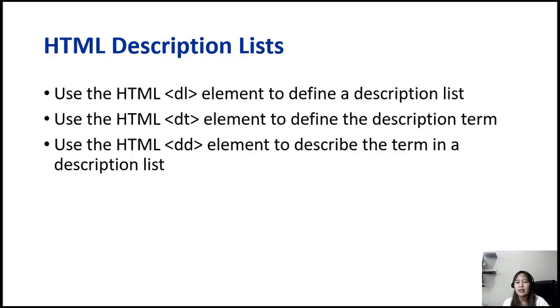You have DL, which is used to define a description list. DT is used to define the description term. And then you have DD, which is used to describe the term in the description list.